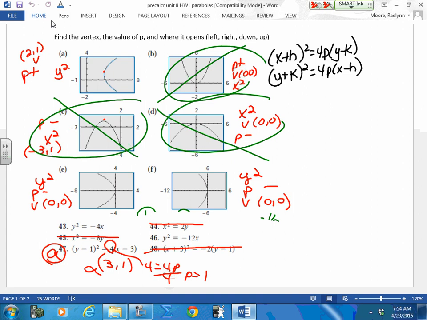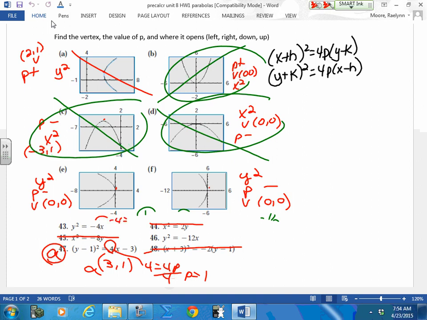Okay, that's out. Now, we've got 2 left. And unfortunately, they're both facing in the same direction. It's stretched more than the other. So, let's take a look at this guy. His vertex is 0, 0. Yep, we got 2 with vertex 0, 0.